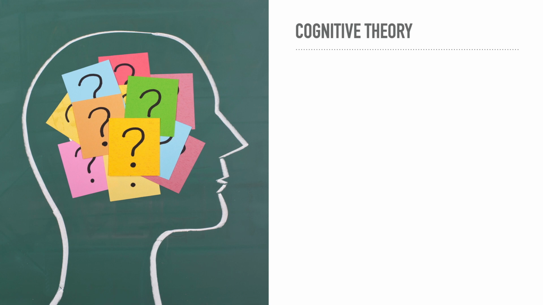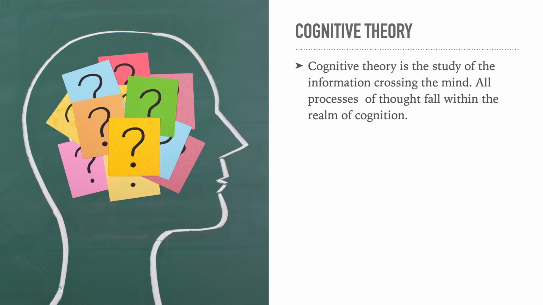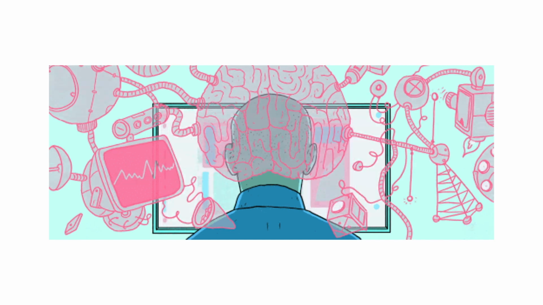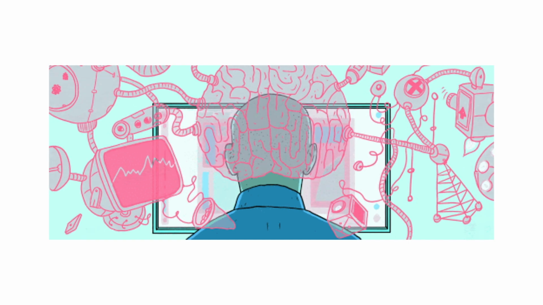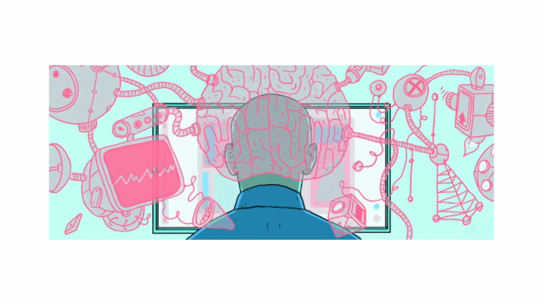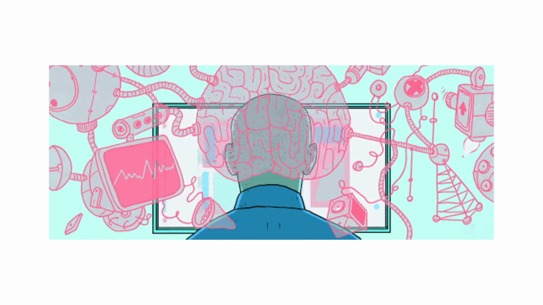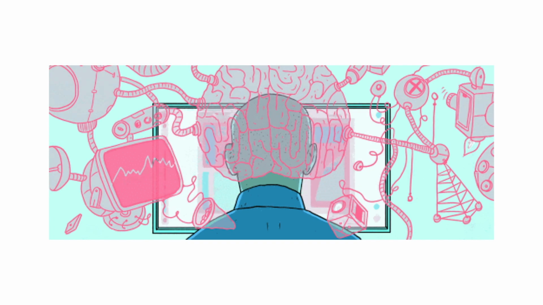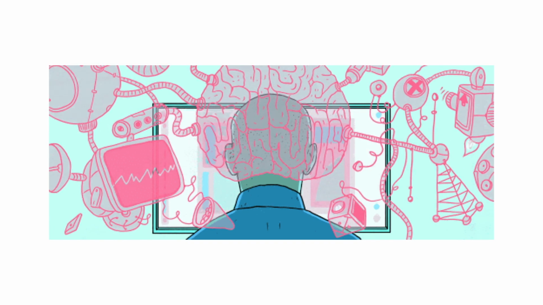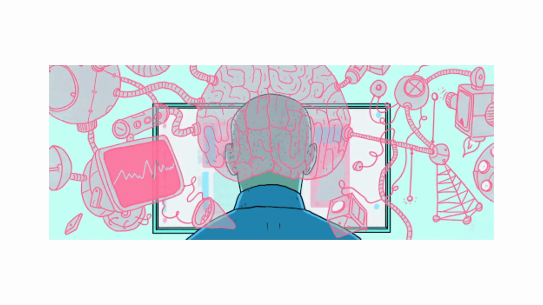The study of cognitive theory is the study of the information processing of the mind. All processes of thought fall within the realm of cognition. These processes operate by manipulating information that comes into the mind. When the mind receives new information, it does two things: codes it as new information or retrieves it from memory as not new information. For this reason, cognition also means knowing.